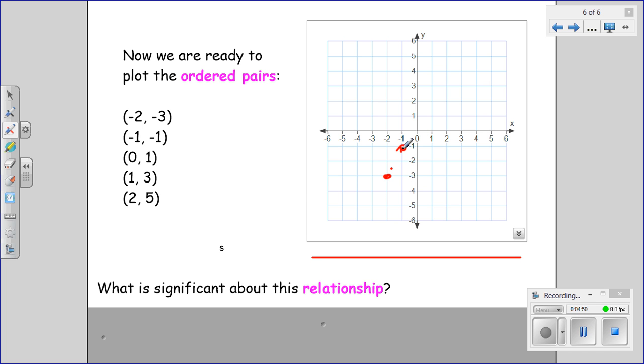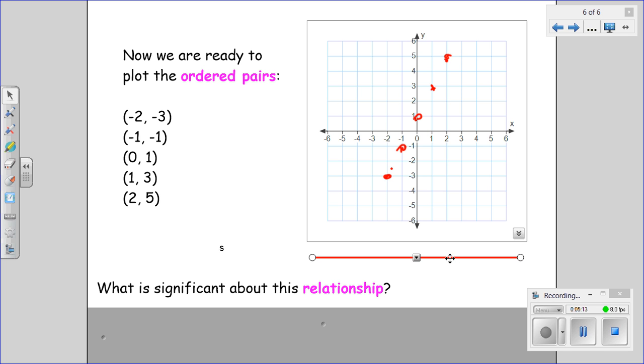0, 1, we're going to 0. We go up 1. We've got a point right on the y-axis at 0, 1. 1, 3, we start at the origin, go right 1 and count up 3. We're going to put another point there. And then 2, 5, we're going to go right 2 and up 5. And we see a point right there.